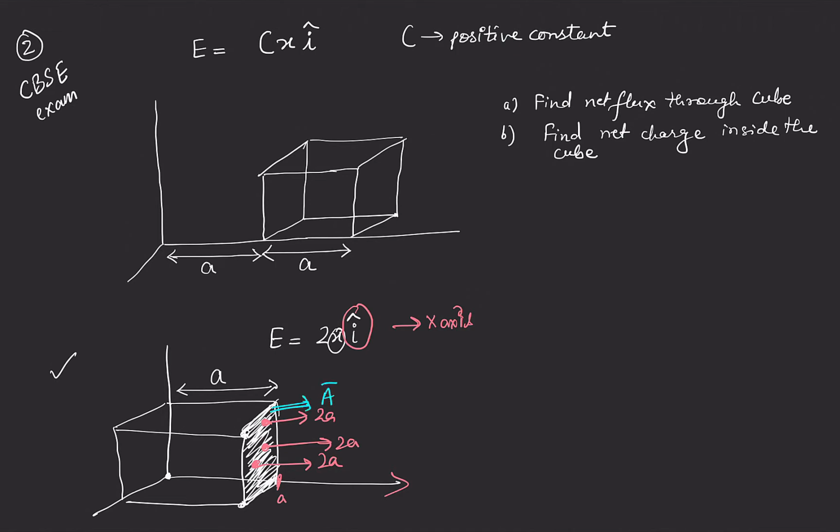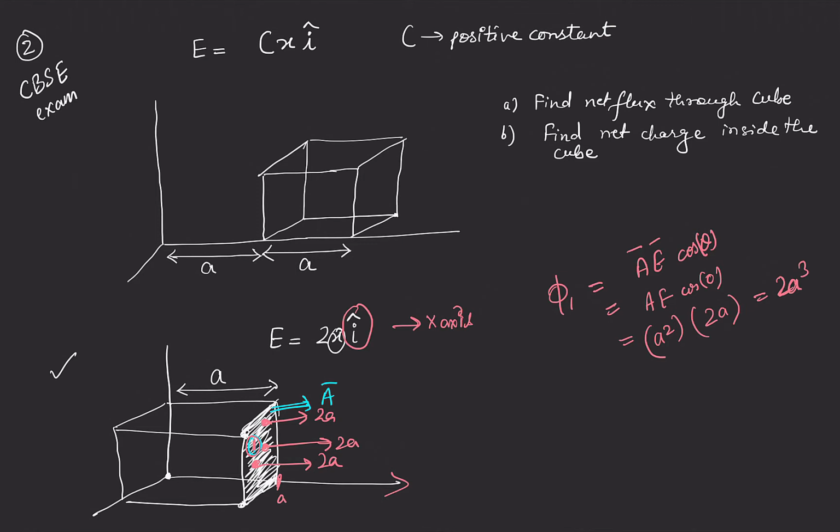So the flux through this surface, let me say this is surface 1. So flux through surface 1 is A into E cos theta. Since the angle between A and E is 0, it would be A E cos 0, and the value of area is a square, the value of electric field is 2 times a, and cos 0 is 1. So basically flux is 2a cube, and it would be positive flux.